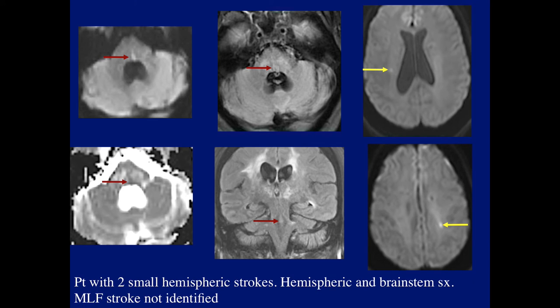Now, this is a fairly recent case. Patient had two hemispheric strokes, which were pointed out by the person who read it, but did not mention this lesion here, right in the midline. And the clinicians were not happy that the symptomatology of the brainstem was explained by these two strokes. So they brought the patient back for another study.